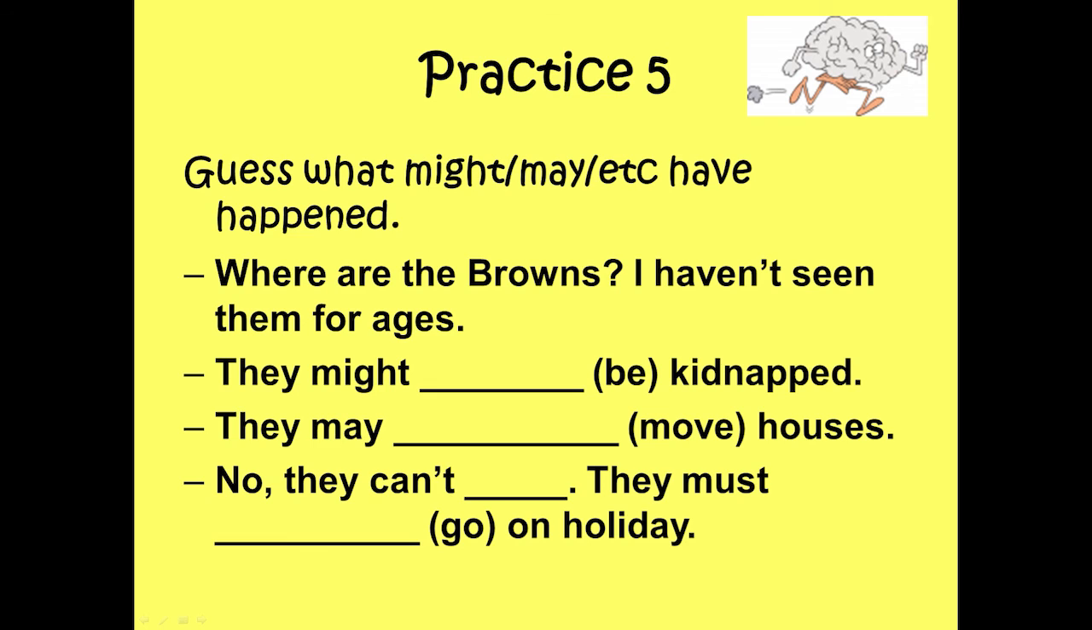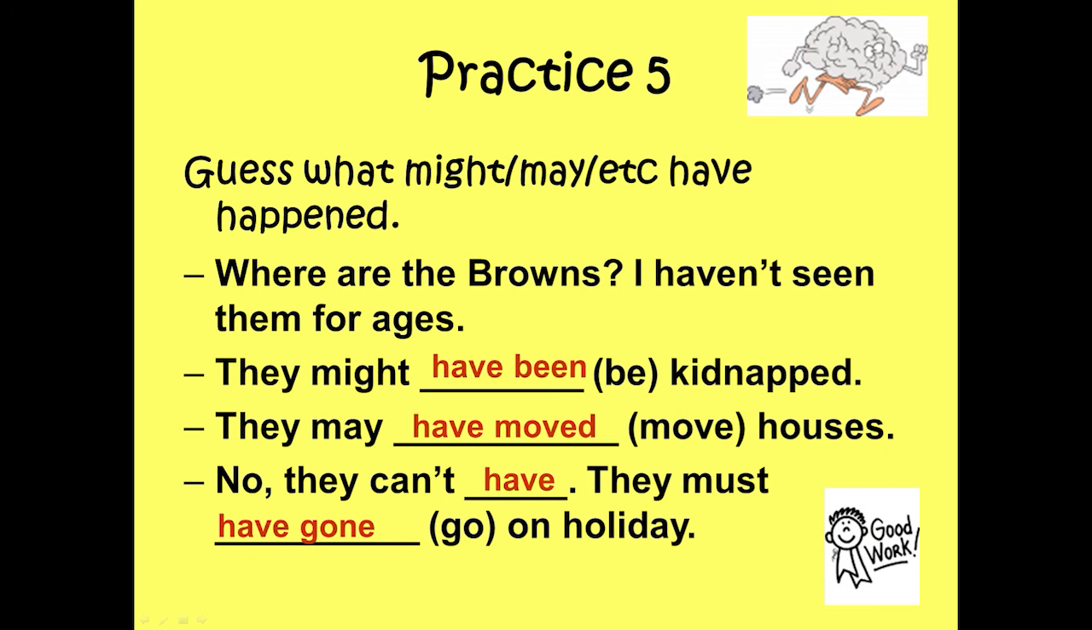Speculation number 1. They might have been kidnapped, which is less probable. They may have moved houses. It's more probable. No, they can't have, and this is very short. So we mean they can't have moved houses. They can't have been kidnapped. They must have gone on holiday. I'm sure. Maybe because I saw them packing their luggage and leaving by car somewhere or taking the train somewhere. So they must have gone on holiday.